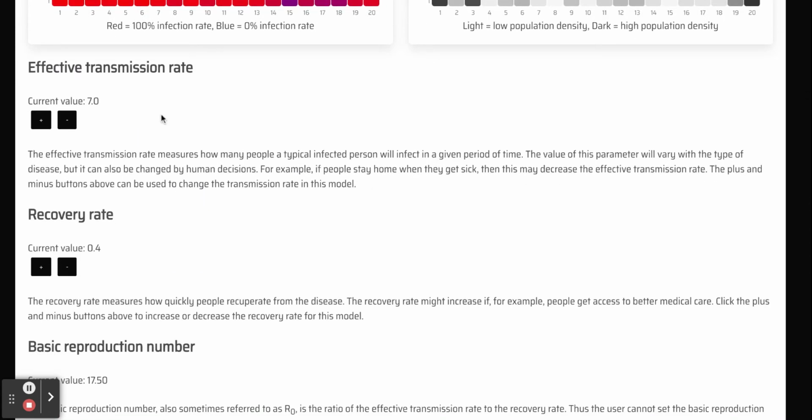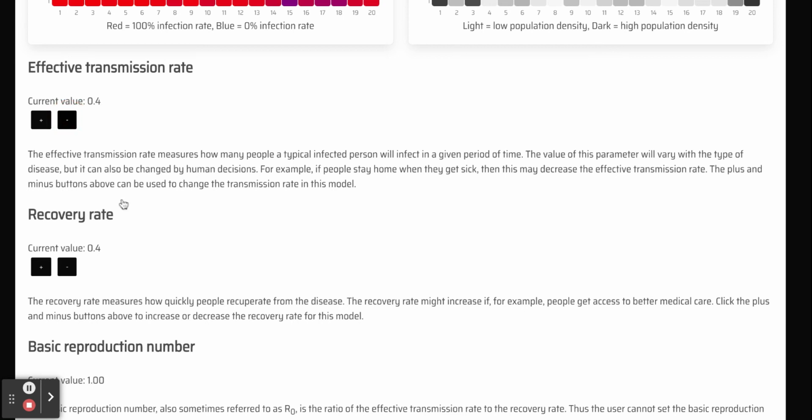So the effective transmission rate is telling you how much the disease spreads. If a typical person's infected, this is going to tell you the number of people that you can expect them to spread the disease to. So if, for instance, policymakers do things like enforce social distancing guidelines or have people wear masks or maybe have people stay home from work when they get sick, that's going to lower this parameter. So I'm going to click this minus button here. And so that's lowering the parameter value.